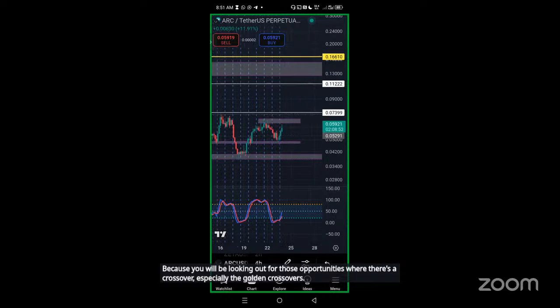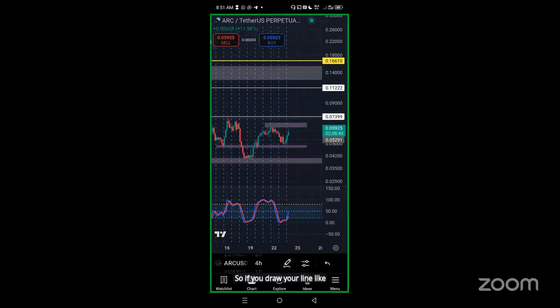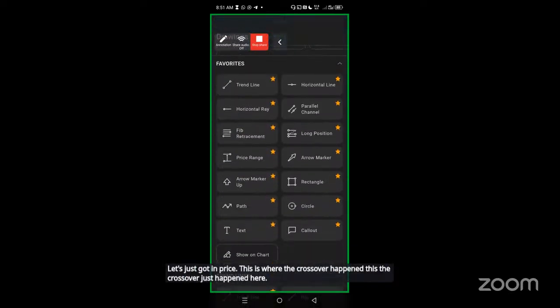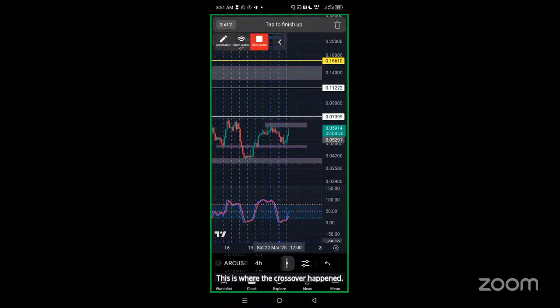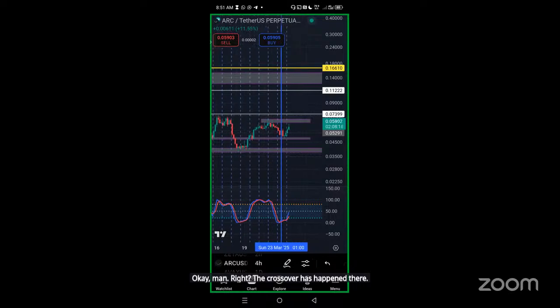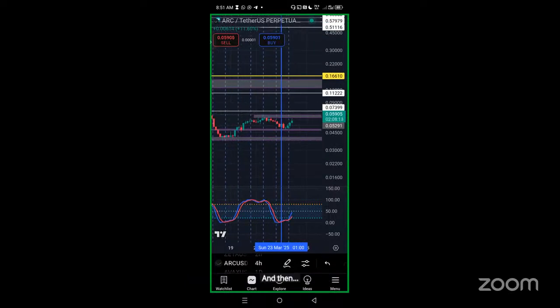So if you draw your line like this, you realize that this is where the crossover happened. Let's use current price. The crossover just happened here. This is where the crossover happened. Look at this here. It first happened there. And then we also saw another crossover happening here.